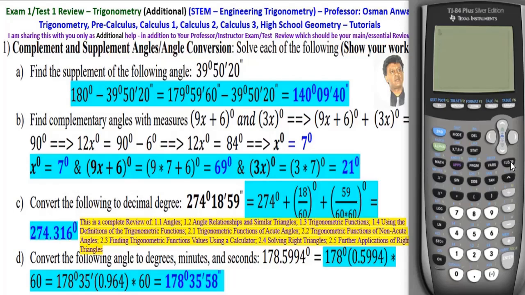That's clear. For D, to convert to degree, minute, second, so first just type it as it is, 178.5994. Then go second angle, then call DMS. DMS means degree, minute, second. Hit enter, and here it is, 178 degree, 35 minute and 58 second.